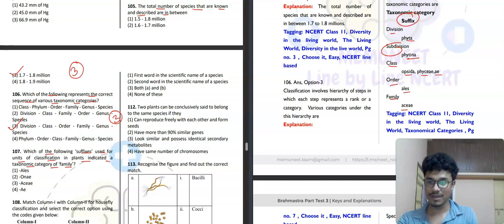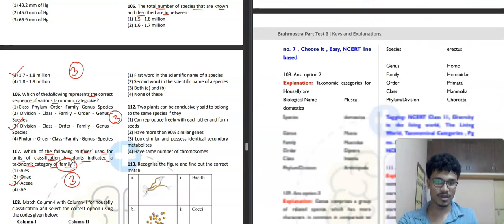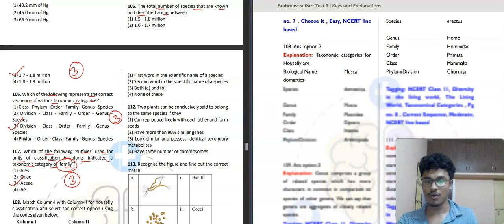So what is the question asking? For family. So our correct answer should be -aceae. Here the third option will be our correct answer for this question. Okay, third option. Now moving towards the next question, 108.